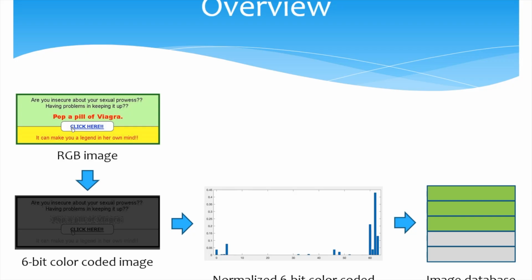So far, we have completed tasks in the first step. First, converting RGB image to 6-bit color-coded image. Second, building histogram counts based on 6-bit color-coded image. Third, normalizing histogram counts based on image size. Fourth, using extracted visual features to represent an image. Fifth, storing visual feature vectors in a matrix as an image database.